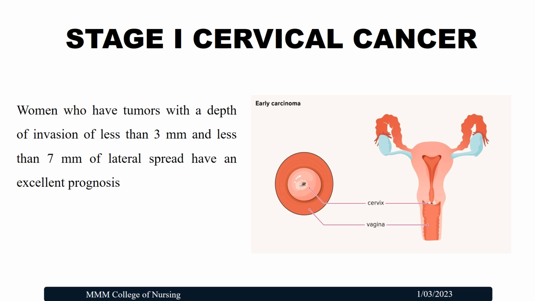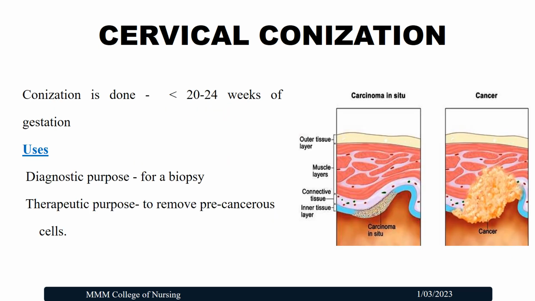Okay. So in case of stage 1, for them we can do cervical conization, that is less than 20 to 24 weeks of gestation. Used for diagnostic purpose for biopsy, therapeutic purpose to remove the precancerous cells. You can do it for both the purposes, for the diagnostic purpose as well as for the therapeutic purpose.